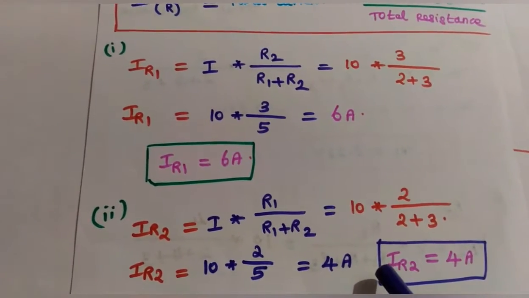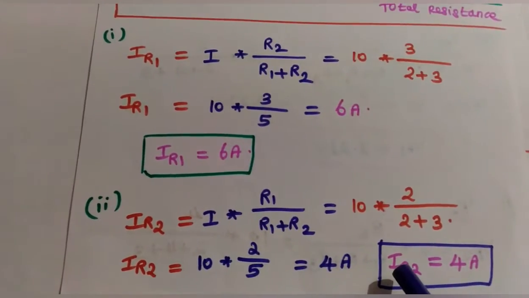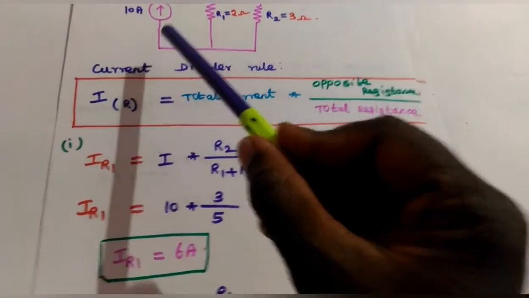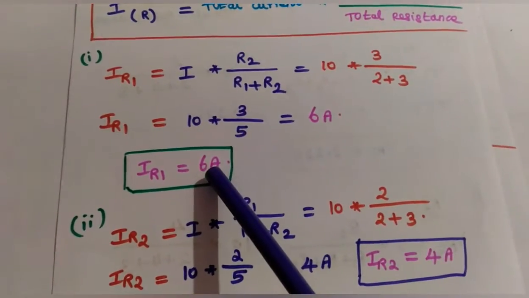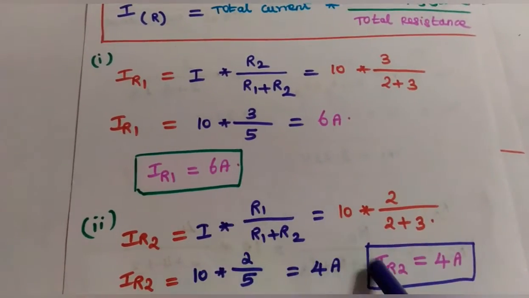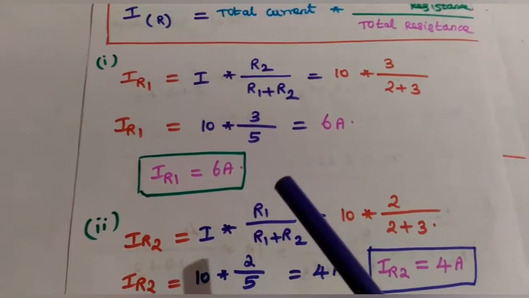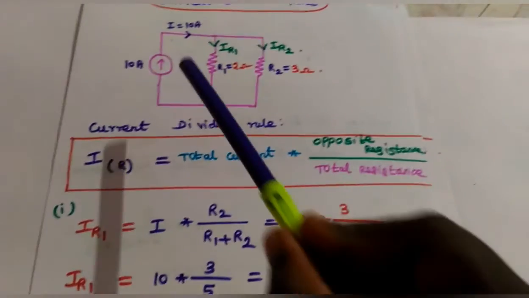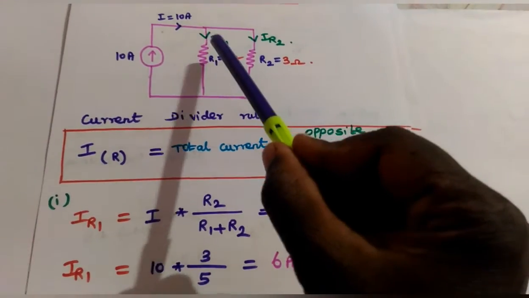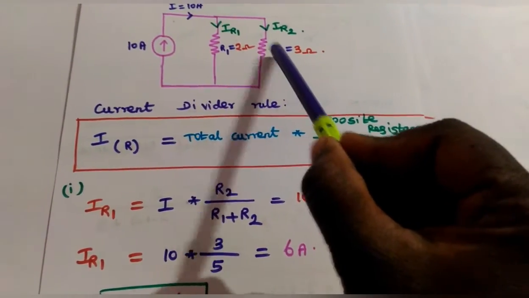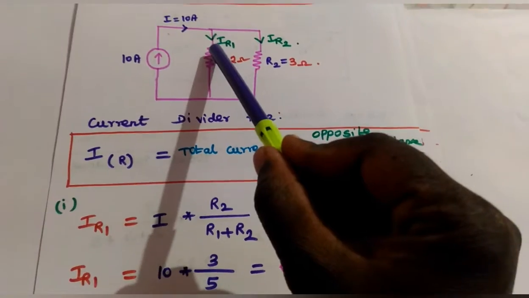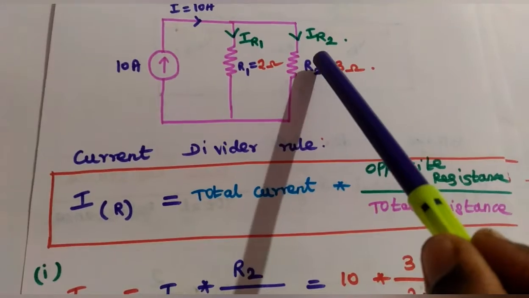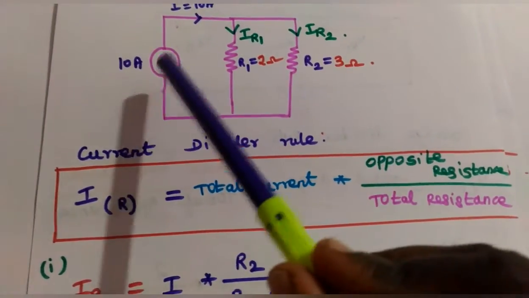So by applying the current divider rule we can easily identify the current flowing through a particular resistance. And finally, what is the applied input? It is 10 amps. Suppose I add the values of current flowing through the resistances R1 and R2, 6 plus 4, again it gives the total applied input, by Kirchhoff's current law. The input current given to the network is equal to the current flowing away from the junction point. So I is 10 amps, and this is 6 amps and this is 4 amps. 6 plus 4 again gives 10 amps.